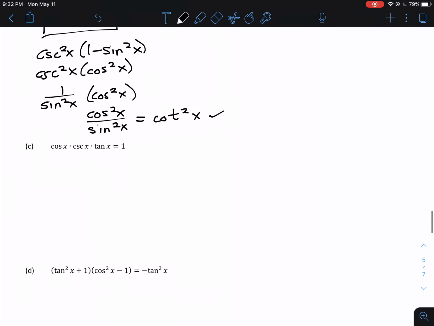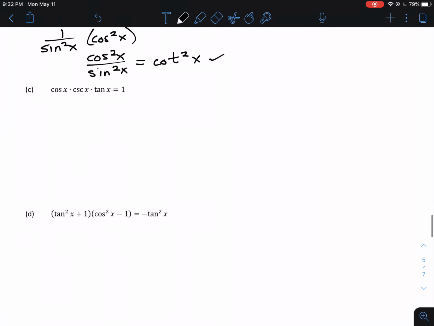Okay. So taking a look at C, I would say definitely the more difficult looking side would be the left side. There's a lot more to it. I think trying to start with a 1 and somehow end up with cosine x, cosecant x, tangent x would be kind of difficult. So let's go ahead and, since there's really not a whole lot else we can do, just change everything to being sines and cosines.